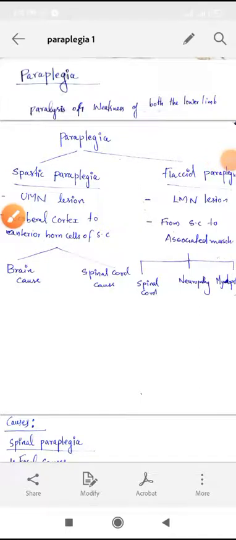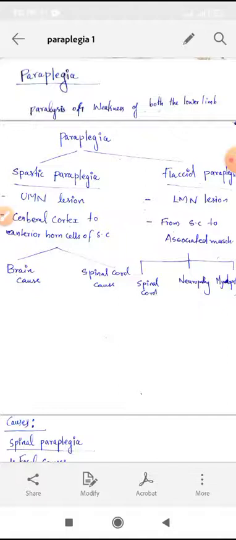Hello all. In this session we will study paraplegia. As I have already told, paraplegia is the paralysis or weakness of both the lower limbs. This paraplegia can be a spastic paraplegia or a flaccid paraplegia.